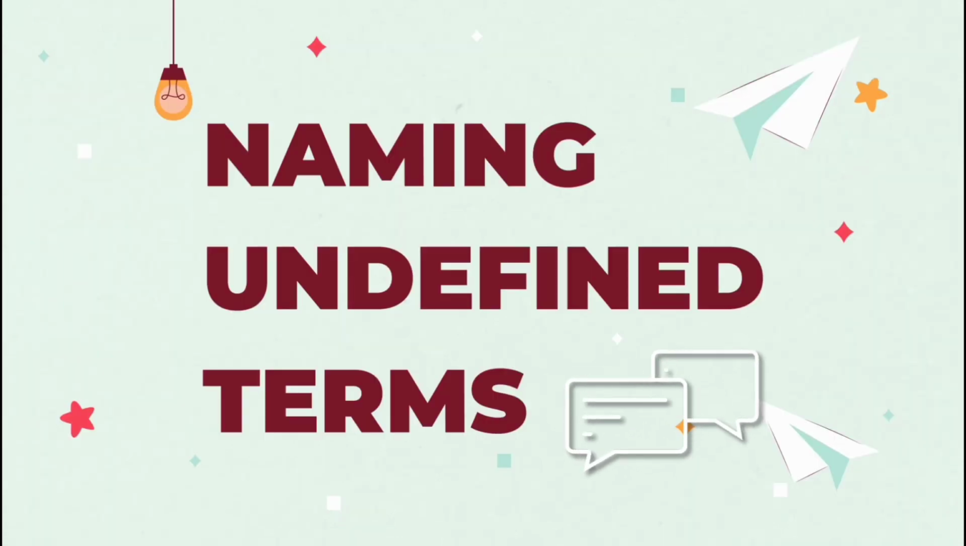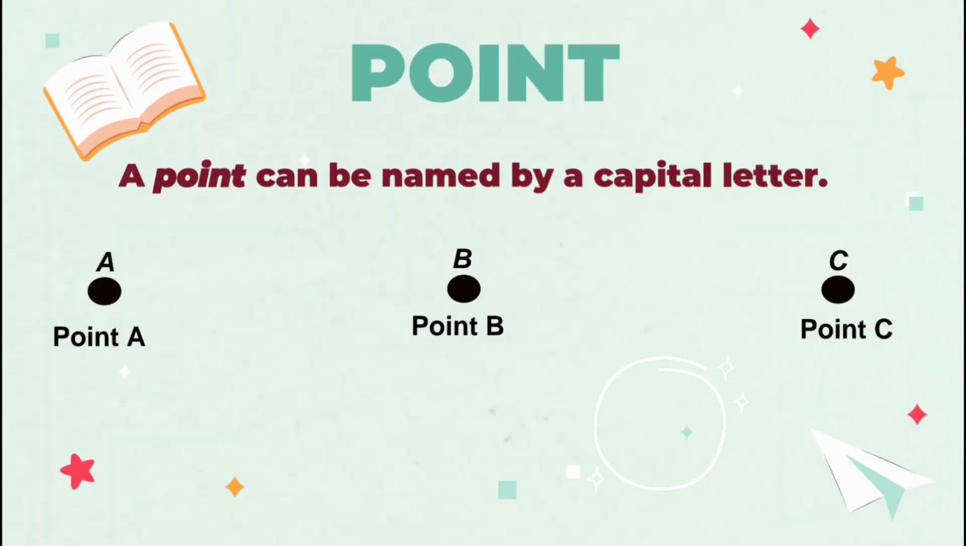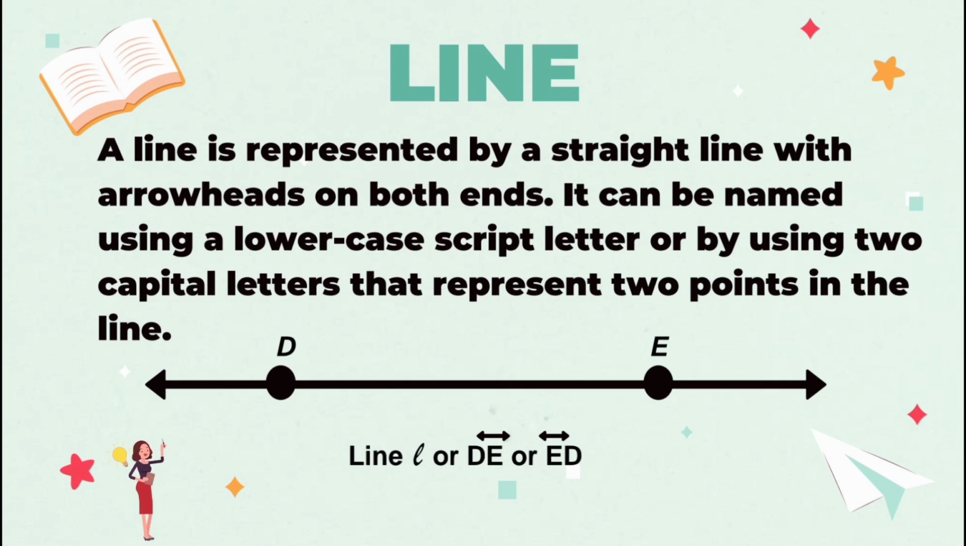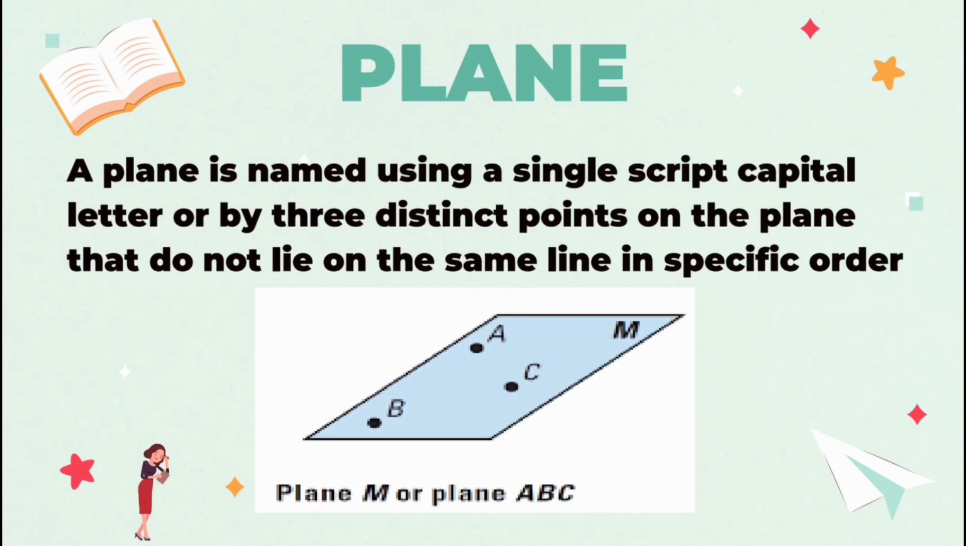Naming undefined terms. A point can be named by a capital letter: point A, point B, and point C. A line is represented by a straight line with arrowheads on both ends. It can be named using a lowercase script letter or by using two capital letters that represent two points in the line. A plane is named using a single script capital letter or by three distinct points on the plane that do not lie on the same line in a specific order.